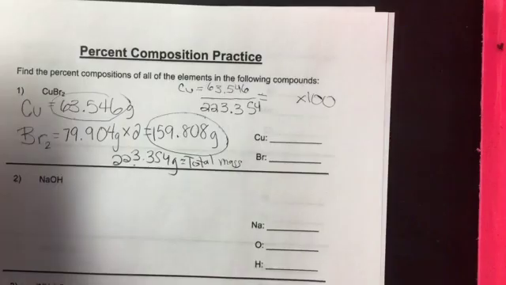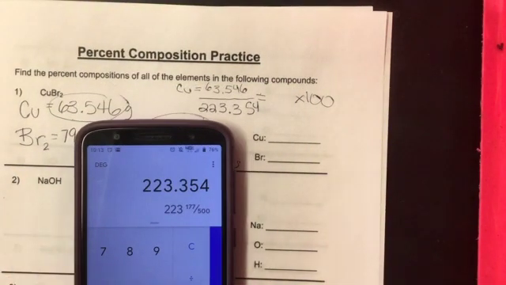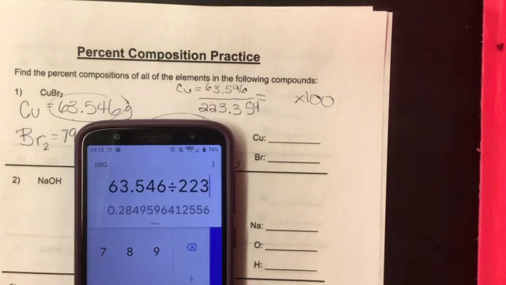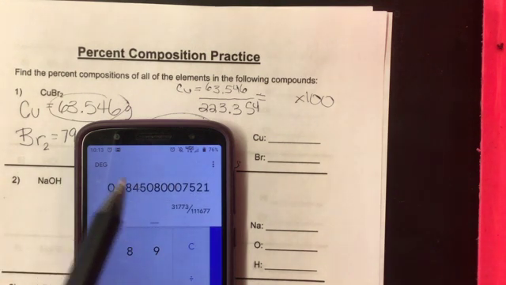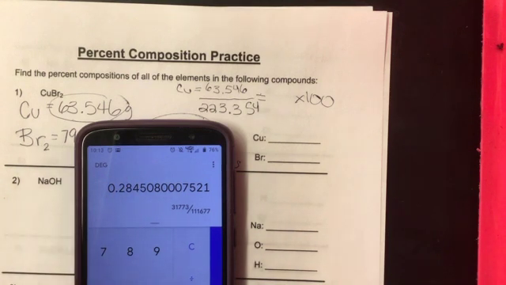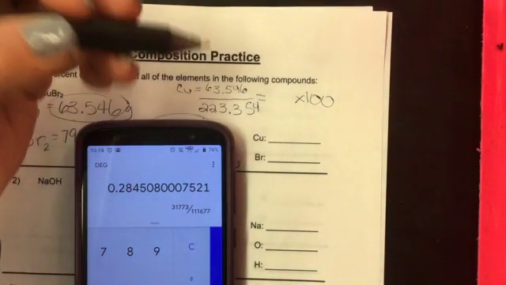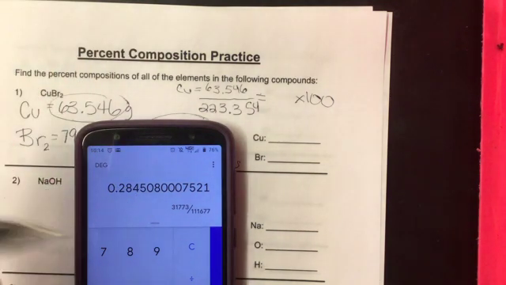If I plug that in the calculator, please be mindful when you do this. I'm going to show you as I'm doing it because I want to make sure you see what I'm doing. 63.546 divided by 223.354. Notice I get a number that's less than 1. That's exactly right. If you get a number greater than 1, you know you divided backwards. I'm going to take that number and just go to the third decimal place, because otherwise it gets really crazy with numbers.